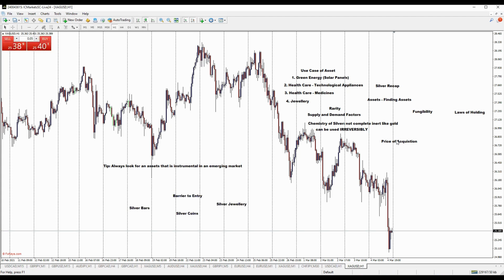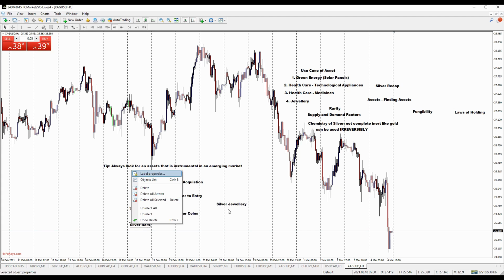And then price of acquisition. So these are the three things that we will go for when we're looking at these prices of acquisition. So from the silver bars, as I spoke about, when we're looking at the barrier to entry, we want to find out, or you want to find out.